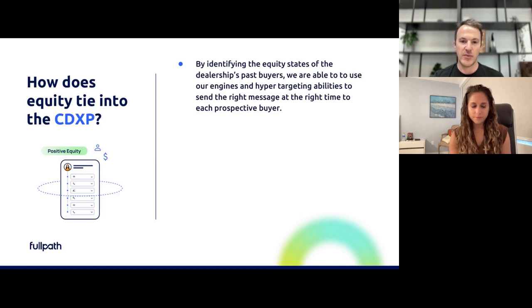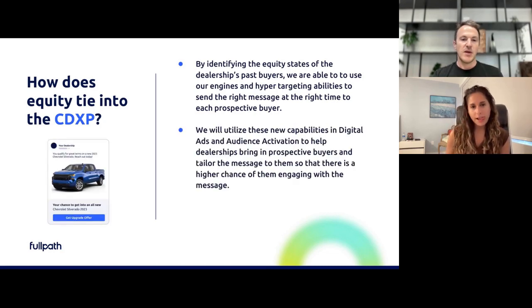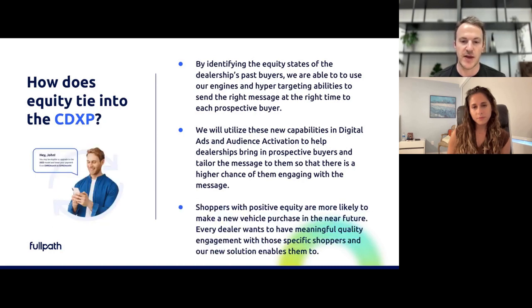Hyper-targeting means sending the right message at the right time to the right person. Essentially, what this means is that we'll use equity data in our digital ads and audience activation, which is our mass mailing solution, to bring more prospective buyers into the dealership by addressing their positive equity states. What we've seen from preliminary data is that shoppers who were touched by our positive equity solutions had a very high engagement rate and even a higher chance of closing a deal.